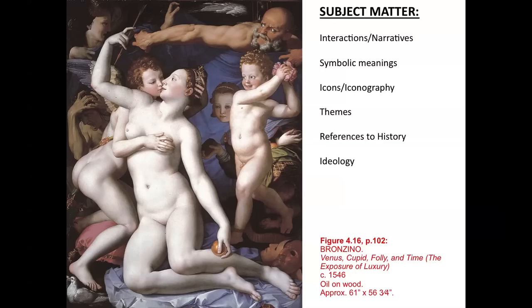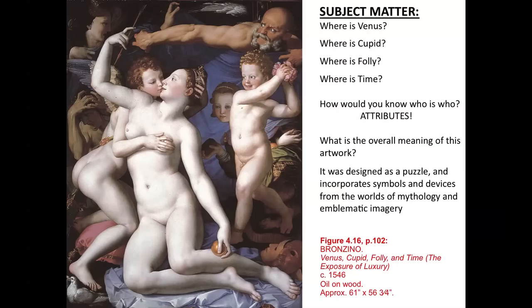Then you start to see some themes. If there's a theme or a motif such as love, sadness, hatred, I'm sure you could probably figure that out from the appearance. Here we're actually seeing love. It also can be validated by Venus and Cupid being in this piece, because that's what they are associated with. And then references to history. I'm going to tell you the story that leads us up into this idea. And then also ideology. So, again, we looked at the title, and if I asked you, where's Venus, Cupid, Folly, or Time, how would you know who was who? And this is where I say to you, attributes, or iconography. What's the overall meaning to this artwork? We need to figure these things out.